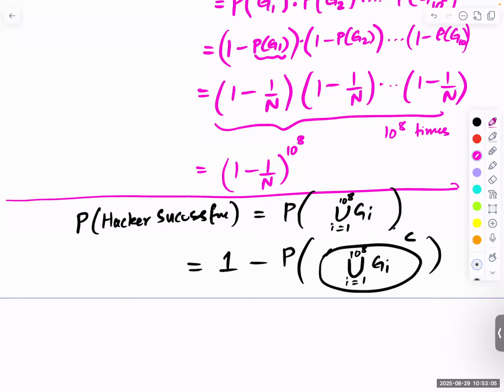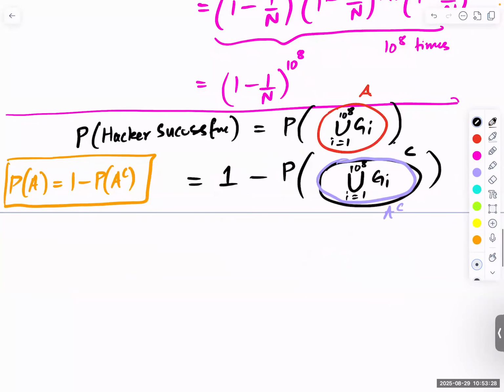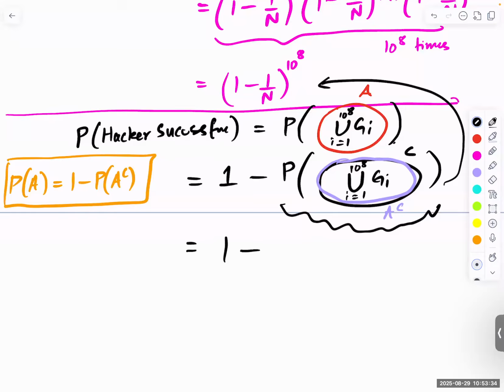Remember, what principle did we use here? Just as a recap, the principle we used is that if, let's say, this is some event A, then this guy is A complement, right? So what we used was the probability of A is 1 minus the probability of A complement. That's the principle we used. Very simple idea. Once we use this fact, we know we have already computed this guy, which is right up here. So what do we get? We get 1 minus 1 by n raised to power 10 raised to power 8. So this is the probability of the hacker being successful.